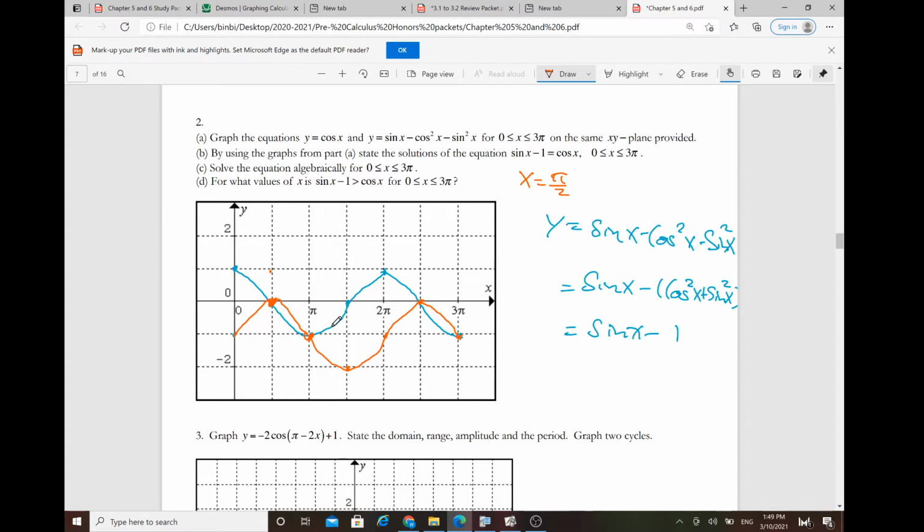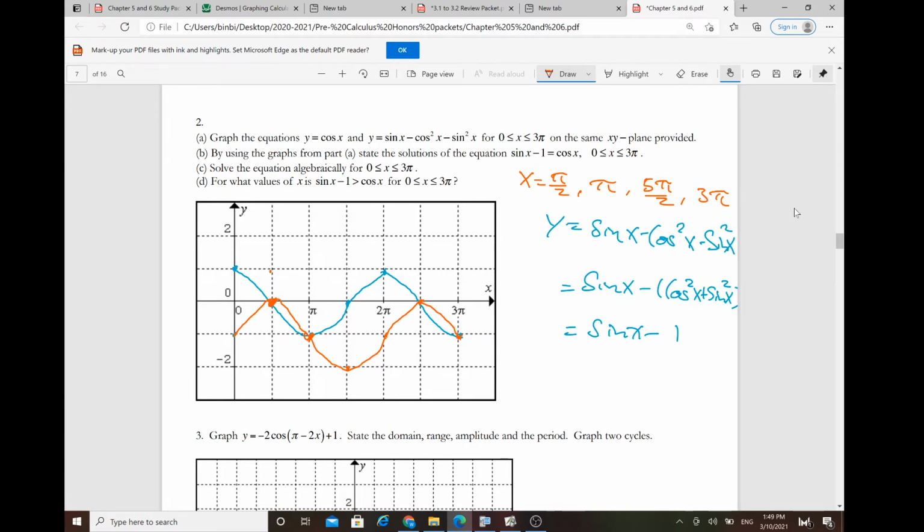And then pi. And also it could be what? This one here at pi over 2. So 2 pi plus pi over 2, 5 pi over 2. And then 3 pi.